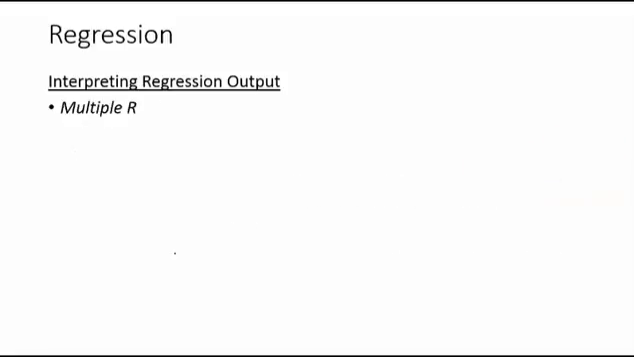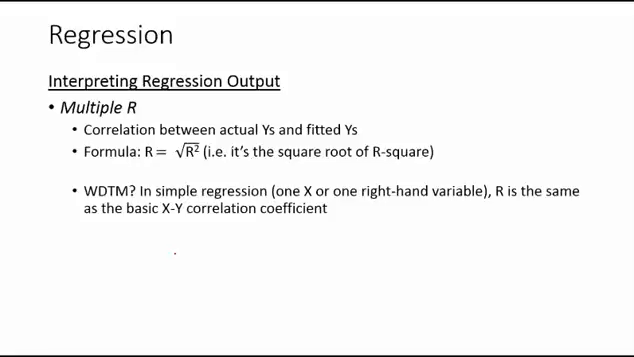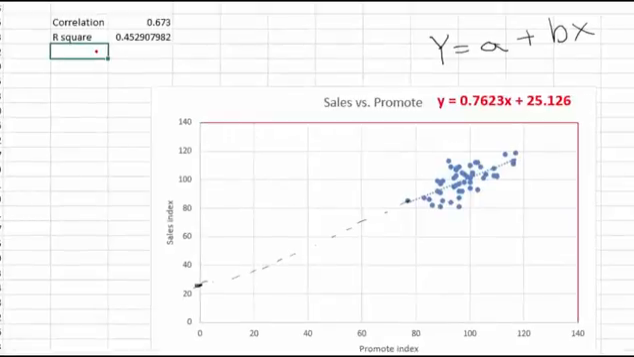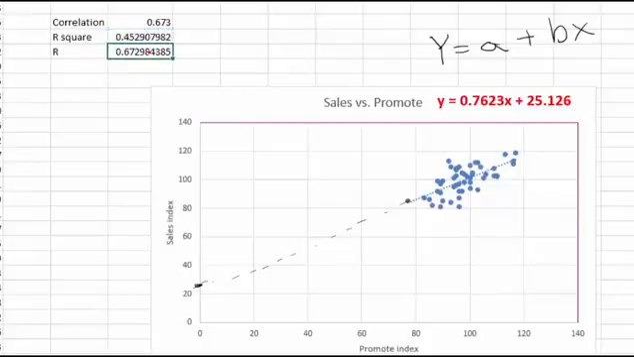Okay, multiple R, closely related to R-squared. This would be the correlation between actual y's and the fitted y's, the estimated y's. And this is just the square root of R-squared. Okay, what does this mean? In a simple regression, R is the same as the basic correlation coefficient, and in this example we can go back and calculate that. R equals the square root of R-squared, and of course it's going to equal the correlation coefficient because we calculated R-squared on the basis of the correlation coefficient.